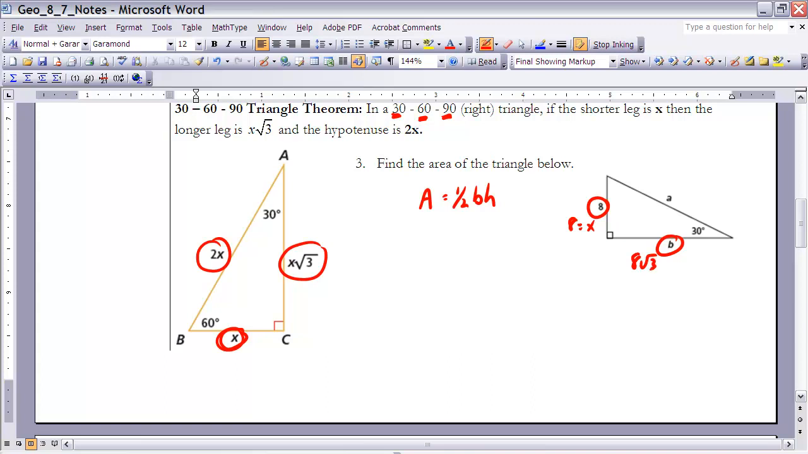Now, I can find this other side over here. I know this is going to be 2 times 8.